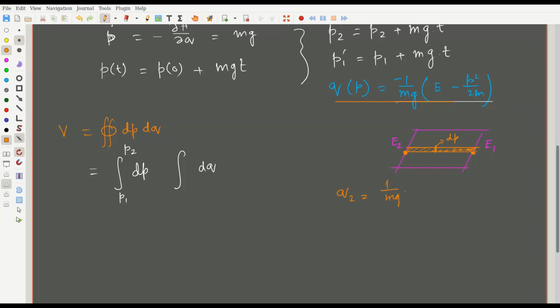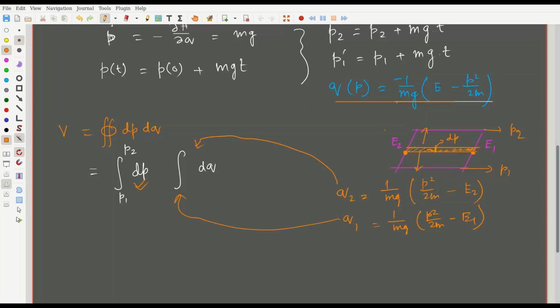1 by mg, p square over twice m minus e2, and q1 would be given by 1 by mg, p square over twice m minus e1, right? So this is my q1. So these will be your upper limits and lower limits of this integration, right? So once you do this integration, you do the integration over p to cover the whole space. So here now you are integrating from p1 to p2. So that's how you integrate your whole thing.